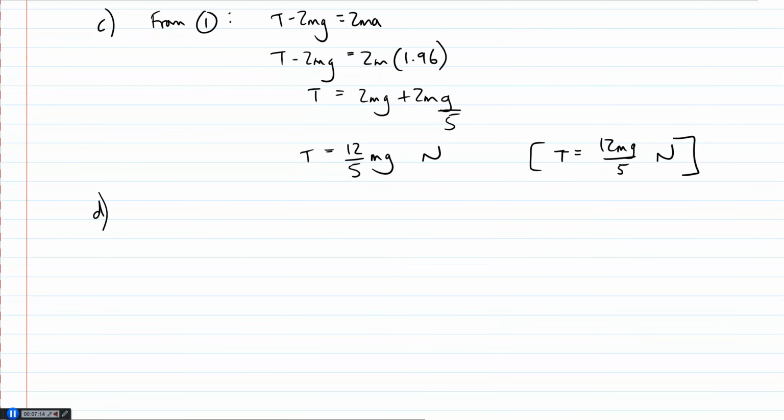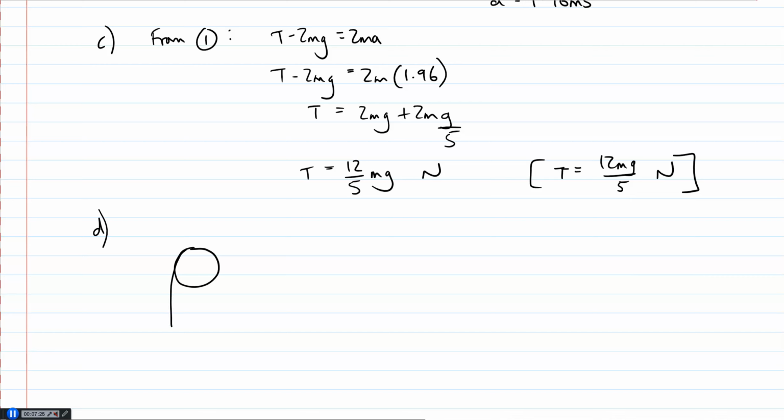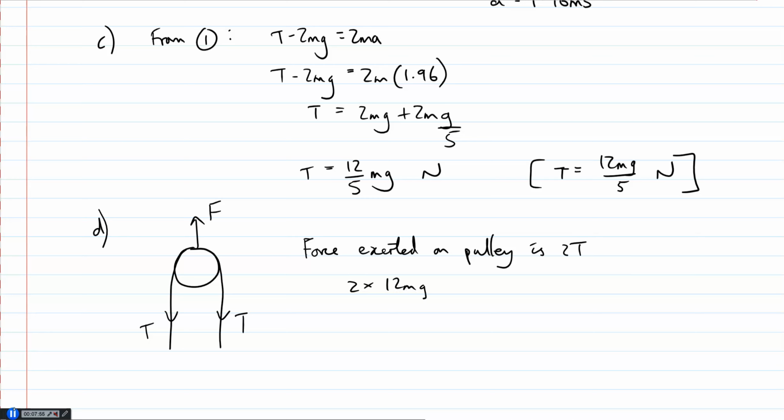Part D says, find the force exerted on the pulley by the string. So if we just focus in on the pulley and redraw it here, our pulley has this T acting downwards, and this T acting downwards, and then there'll be an opposite force acting upwards, which is F. So the force exerted on the pulley is going to be the two lots of T acting downwards. So that will be 2 times what we've worked out T as above. 2 times 12 is 24, so this would be 24mg over 5 newtons.